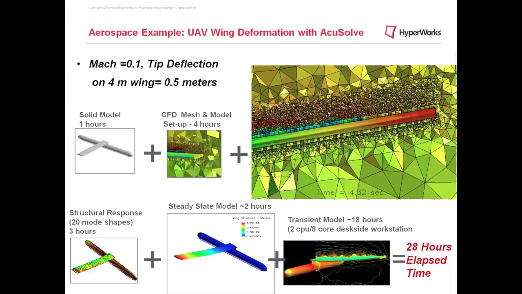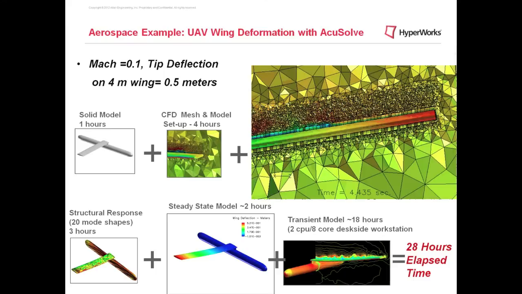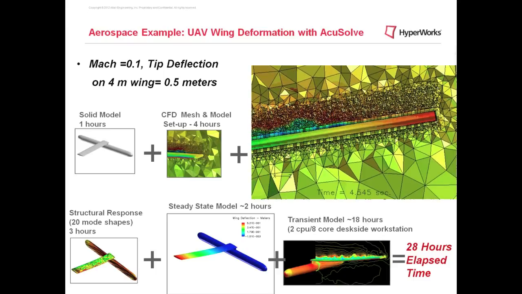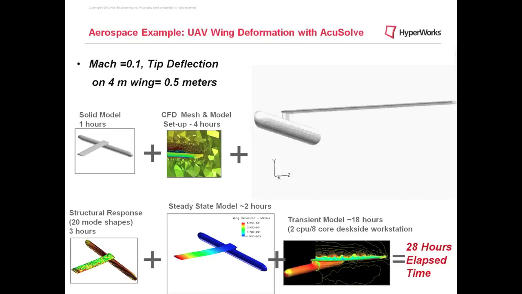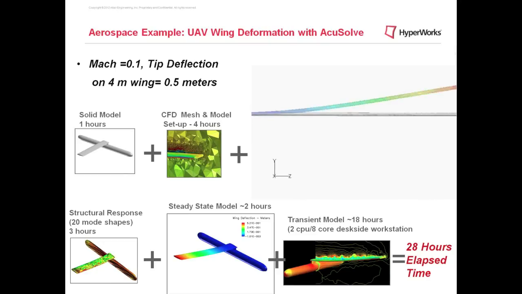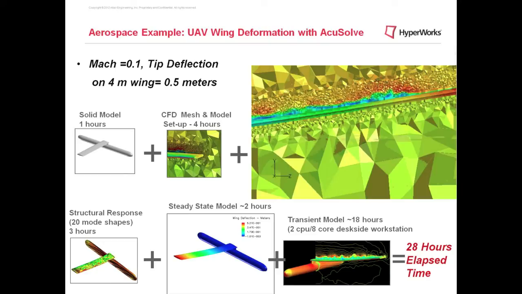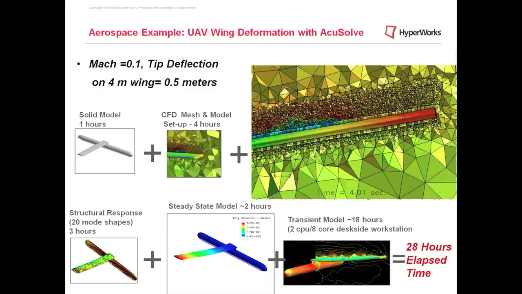You'll see the geometry on the left we created in SolidWorks, very straightforward, so a very simple aerodynamic body of really a cigar tube, if you will, with a simple NACA airfoil shape. Creating the CFD model and meshing it and setting it up for running in AcuSolve took about 4 hours. And you'll see the animation playing on the right-hand side.